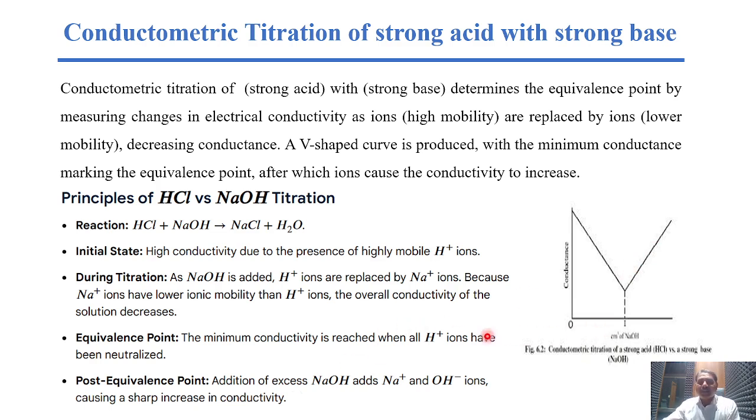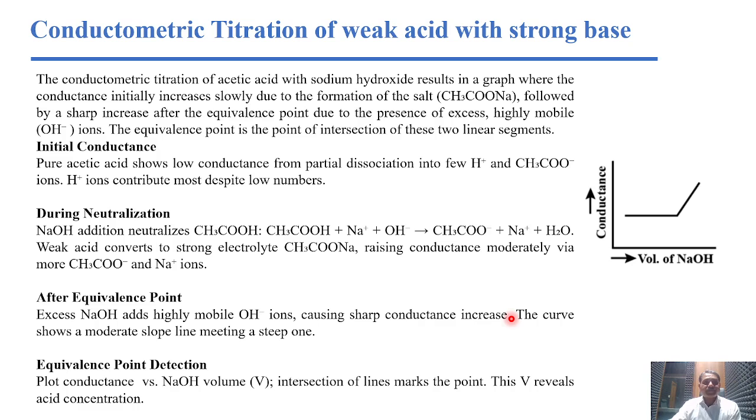So in this way we can accurately determine the equivalence point of this type of titration. Another titration is the conductometric titration of a weak acid with a strong base. So we can do the titration of a weak acid also.